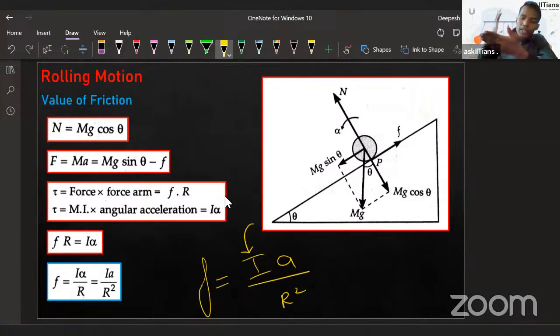So now you can place the moment of inertia of any body. You can place the moment of inertia of a cylinder, a sphere, a hollow cylinder, a solid cylinder, a disc, a ring, whatever, and you will get the value of friction. Of course, a different body will experience a different friction.